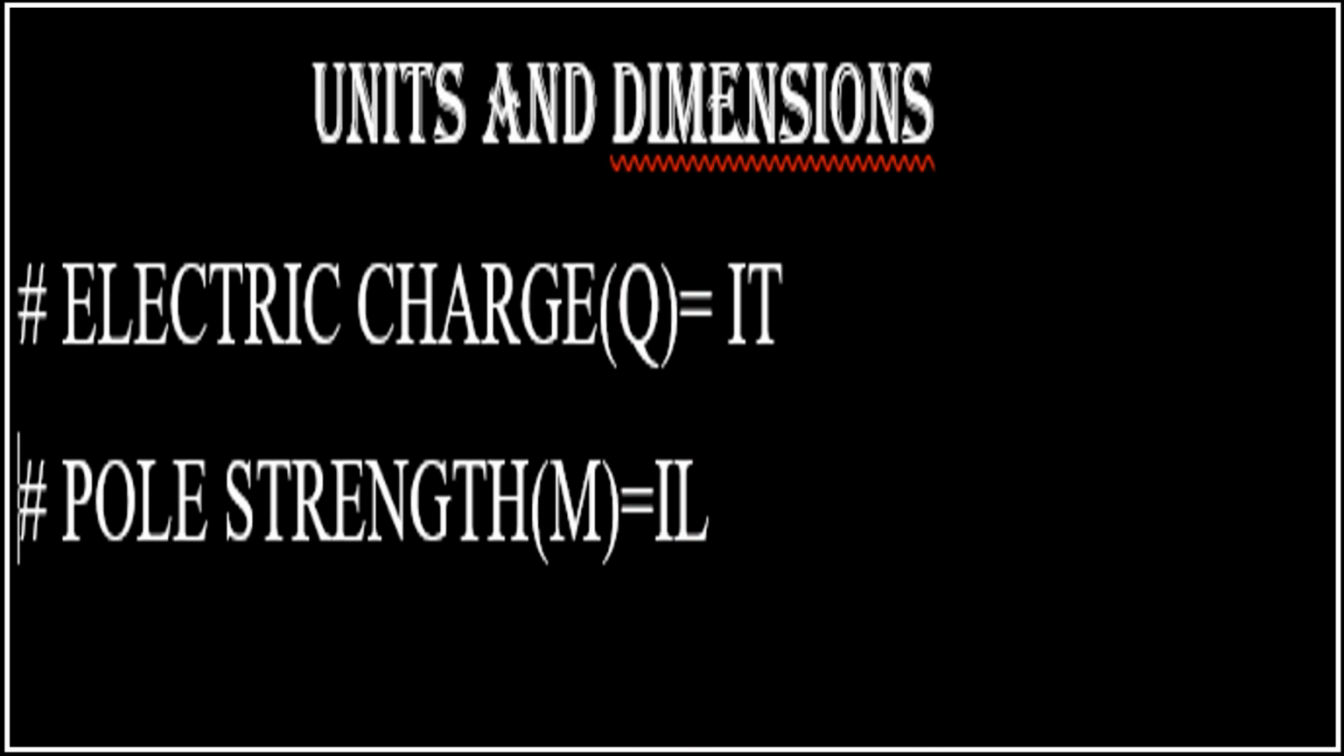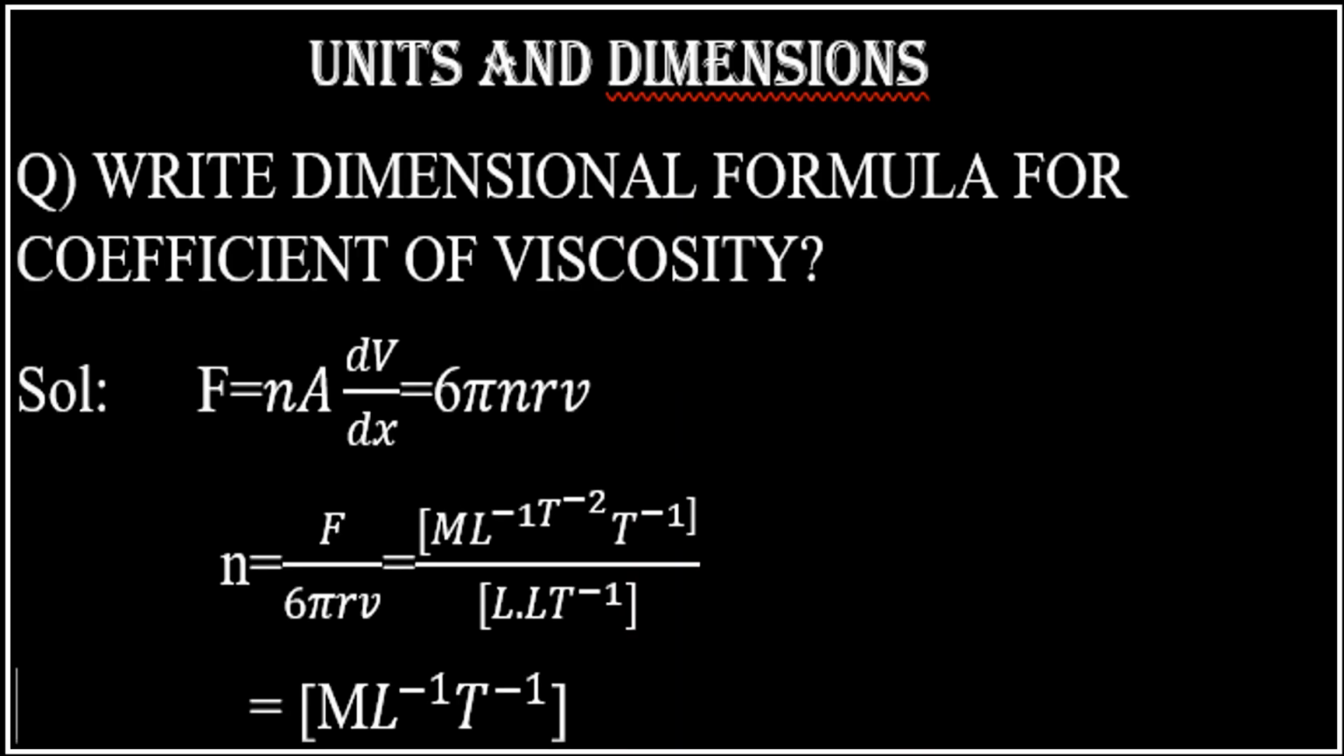Coming to pole strength M, it represents I and L. I is the electric current, L is the length. Both are fundamental quantities. It saves your time, right? So use the terms I and T instead of electric charge. Use the terms I and L instead of pole strength. This saves your time. So friends, let's solve another numerical related to dimensional formula.